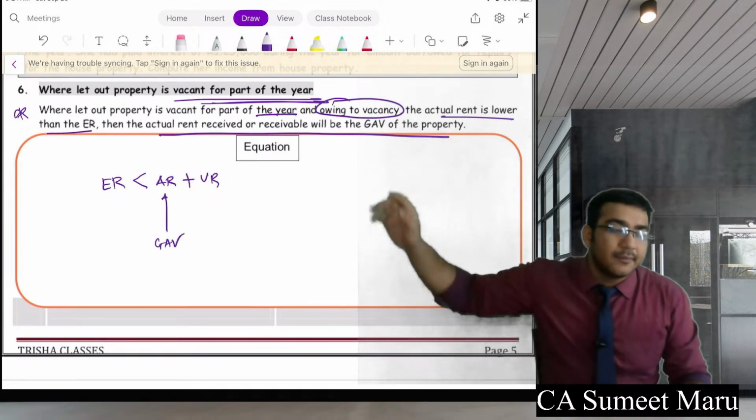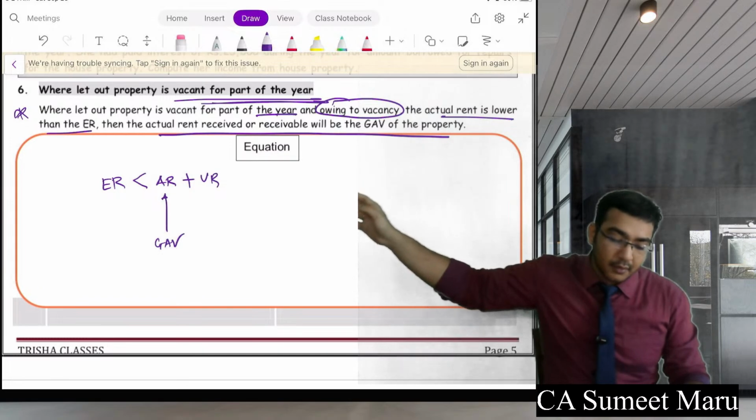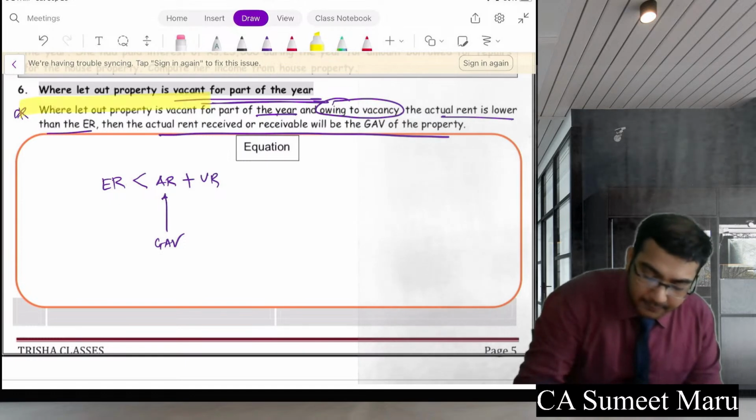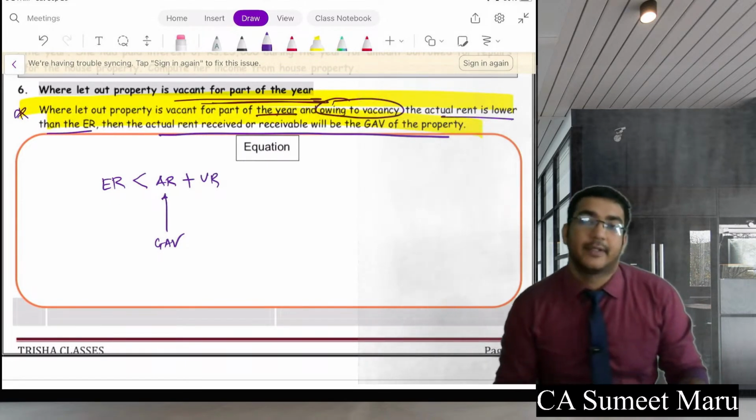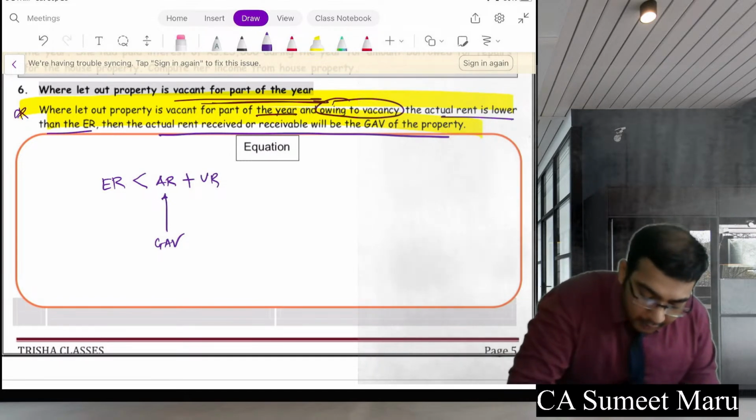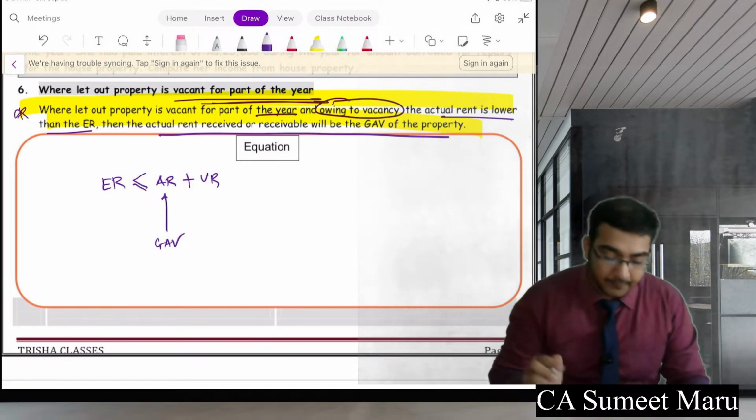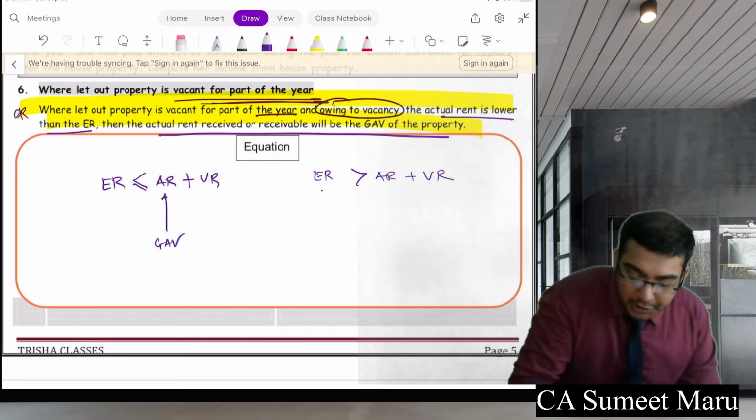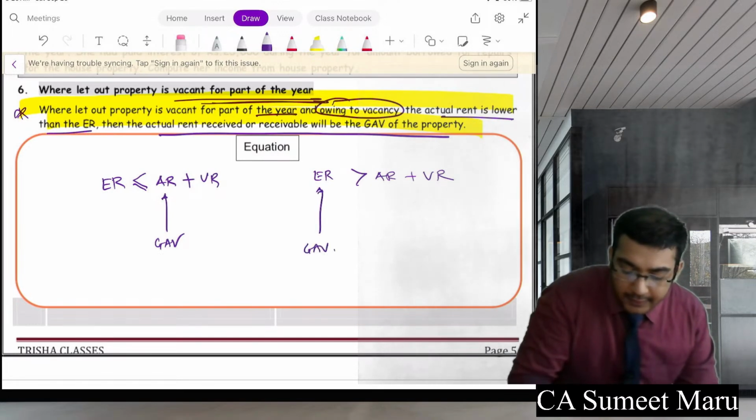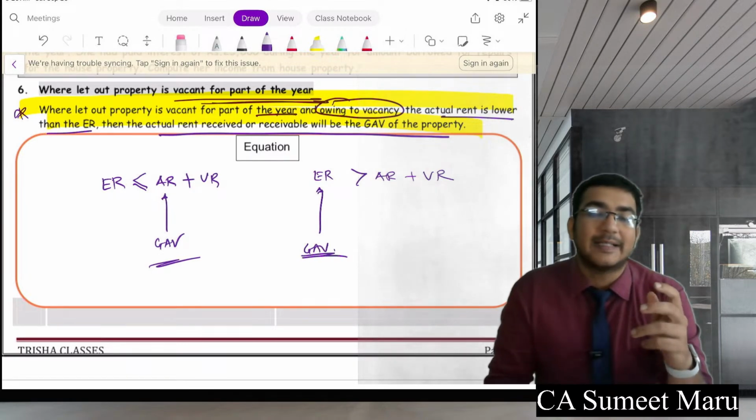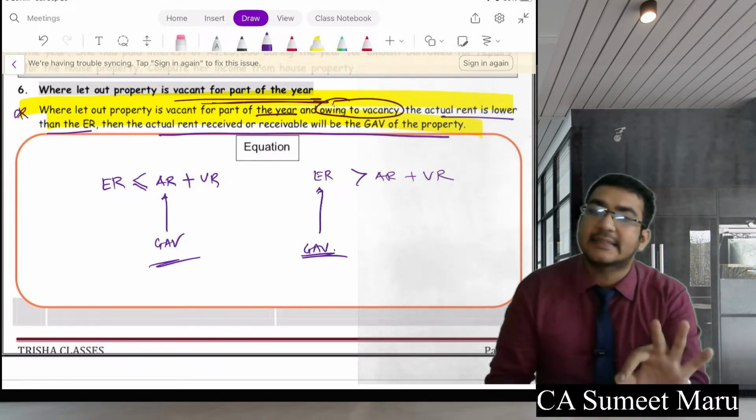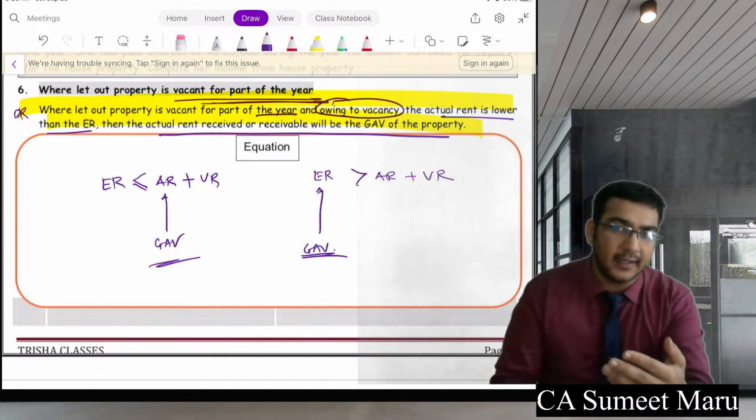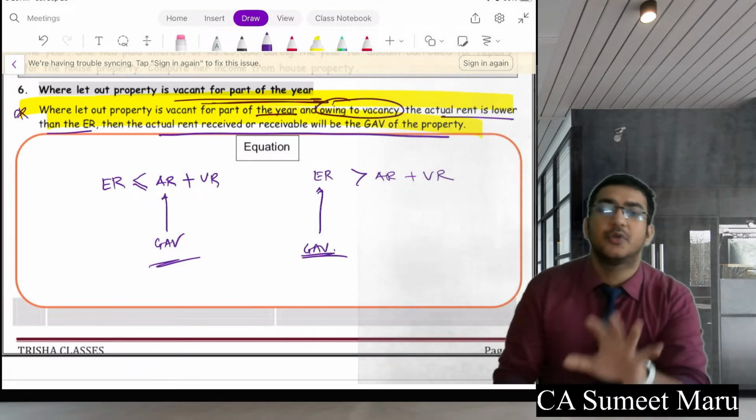It says that just because of your vacancy there was a loss. So this sentence is very confusing. You better go with this equation always. Even if it is equal, go for the actual rent. Next case, if your expected rent is greater than actual rent plus vacancy rent, your GAV would be expected rent. I don't know how your respected faculty has taught you. Again, the answer is right, your process is right. So please follow your faculty, or else you are free to follow this method if you are comfortable.